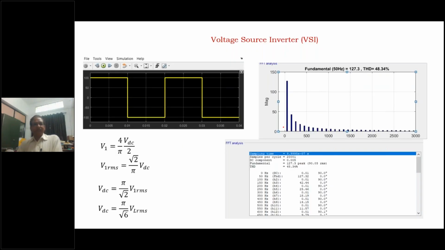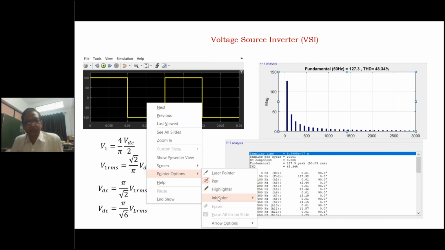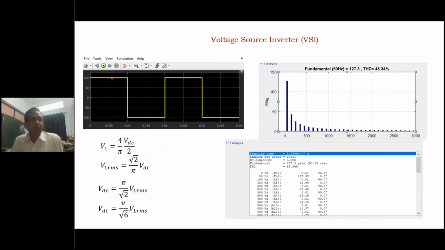Now consider the example of an inverter. I'm going to consider single phase, and the output is 100 volt. When the upper switch is on, we get output voltage.